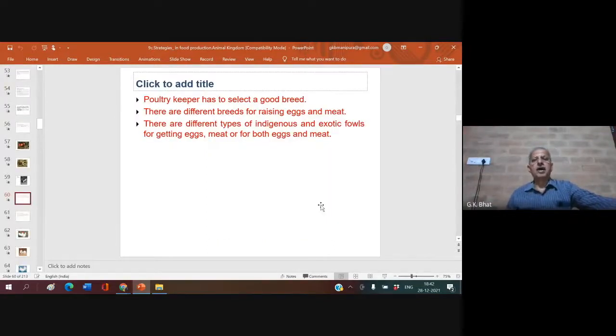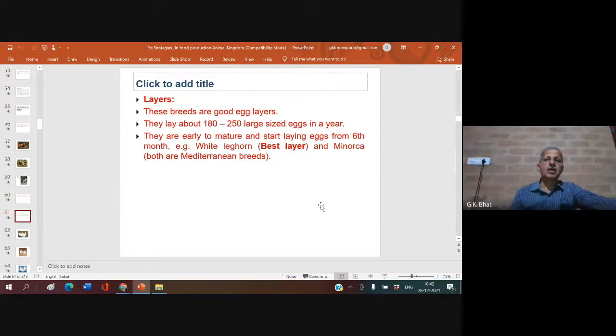Poultry keeper has to select a good breed. There are different breeds for raising eggs and meat. Just like a cow, some breed for milk, some breed for work. Here also, there are certain breeds raised for eggs, certain breeds for meat, certain breeds for both eggs and meat. There are different types of indigenous, local breed, desi breed, and exotic fowls for getting eggs, meat, or both eggs and meat. Look here.